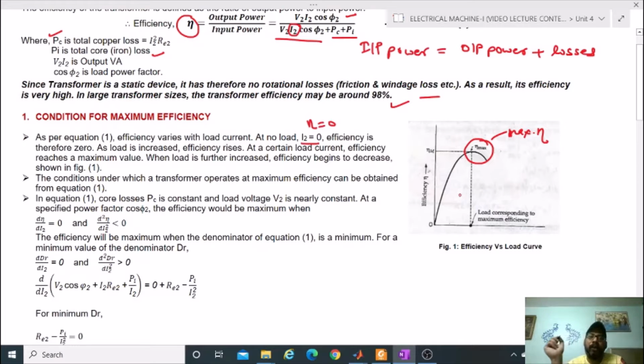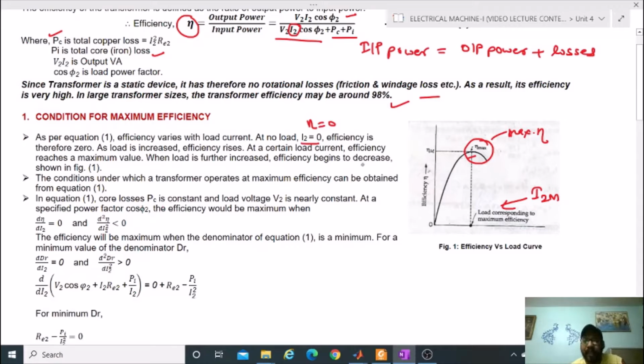So when we plot this, we can see that this is a curve, and with this curve we will achieve the maximum efficiency point. The maximum efficiency point is achieved at a particular load or a particular current. That current is known as I2M, the current at which maximum efficiency occurs. Once we reach this point, the efficiency will start decreasing. This can be seen from equation 1.